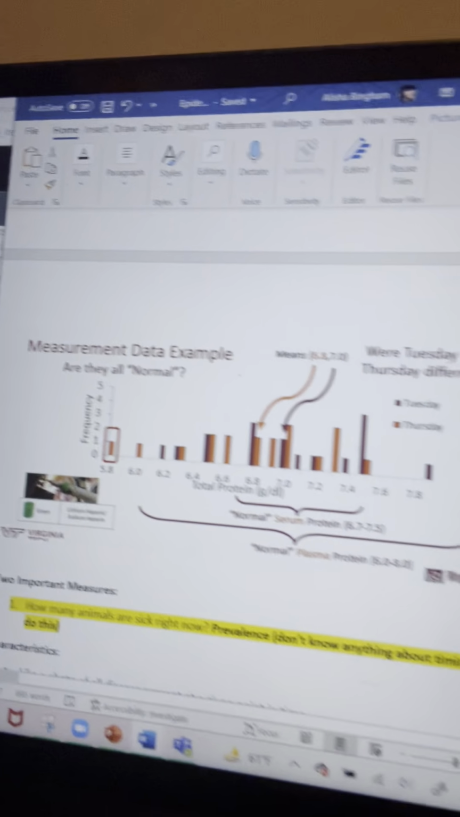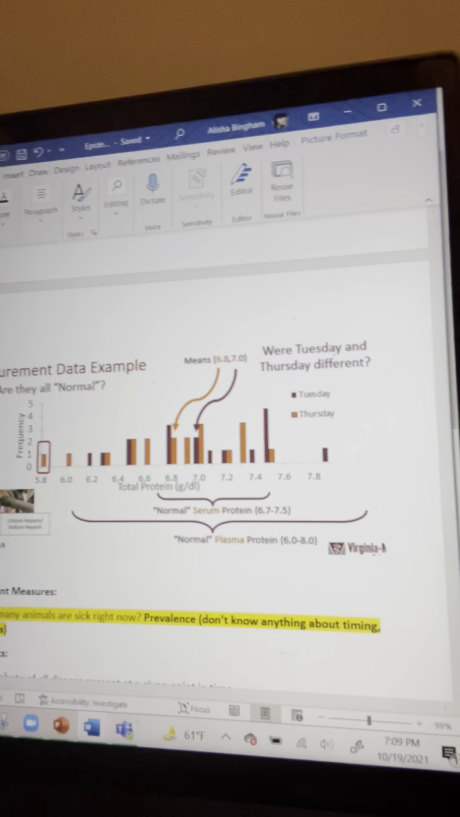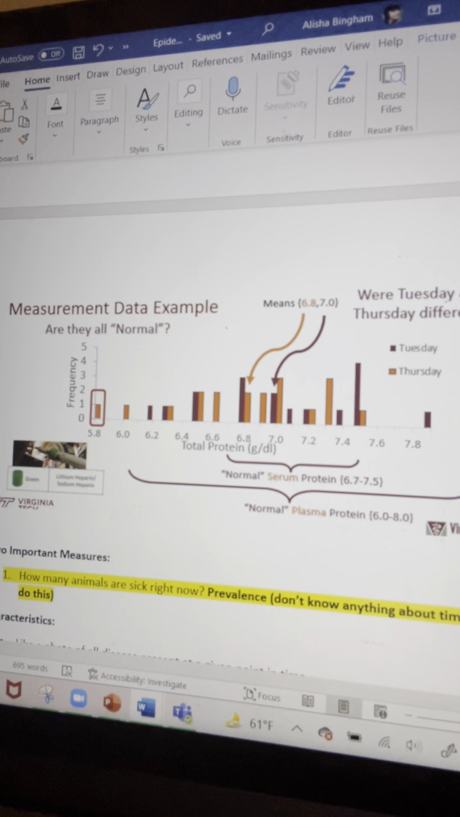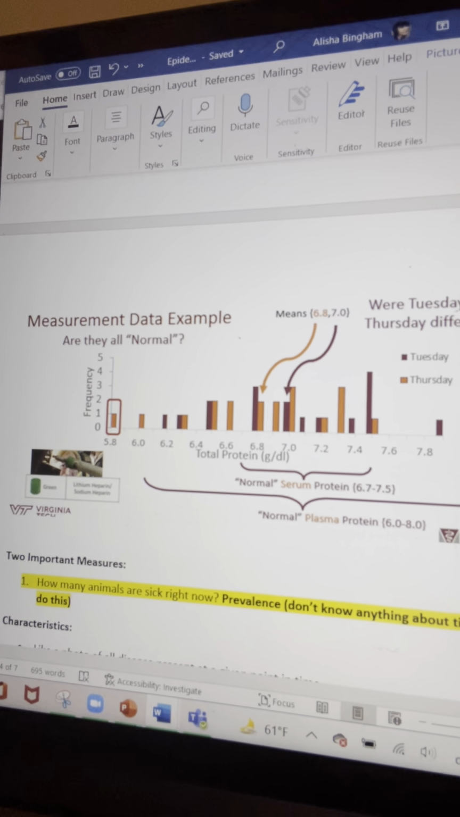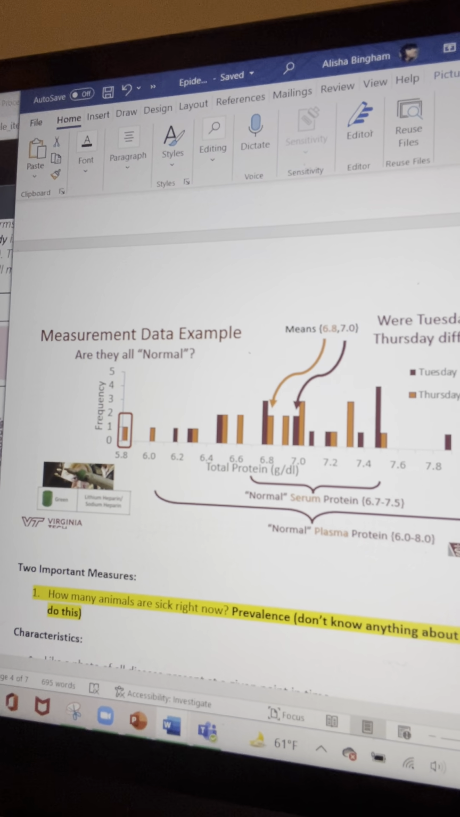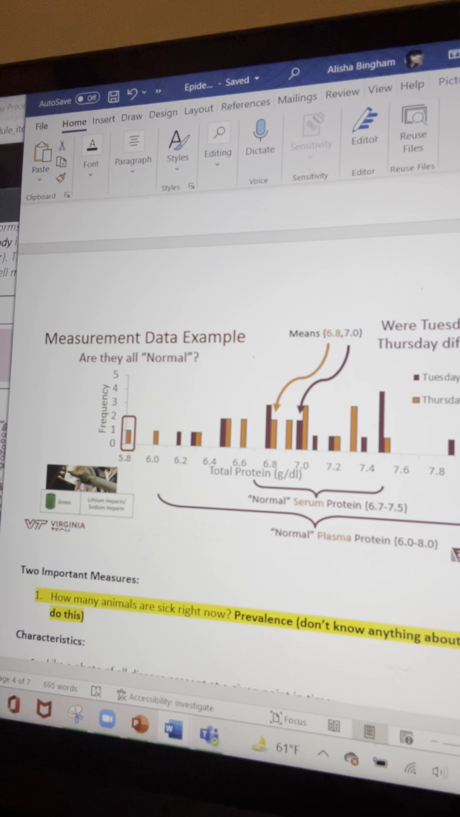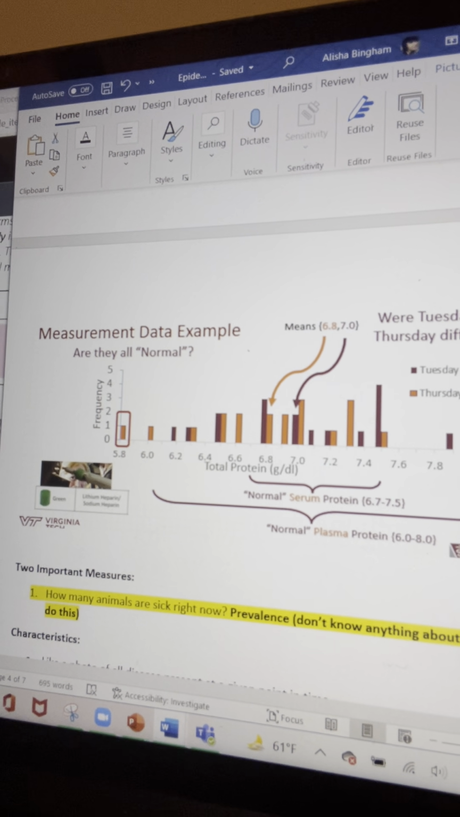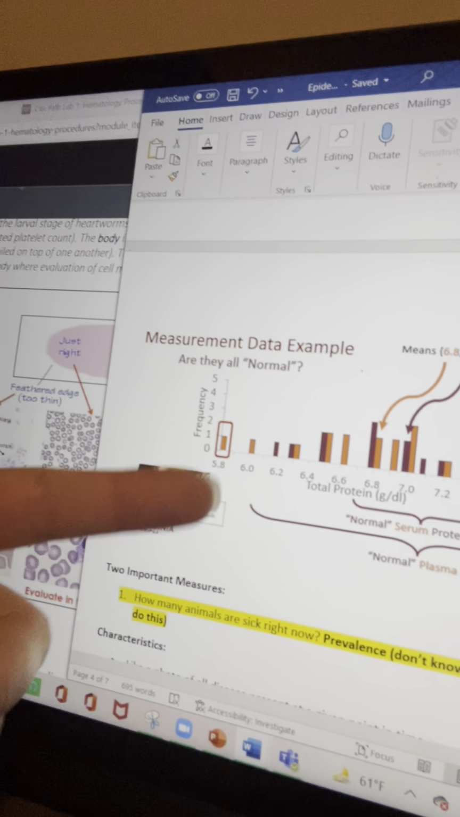It also looked at mean values. So here is the information basically on a graph here. So we have the mean values of 6.8 on Thursday, and then 7.0 on Tuesday. And then we have normal serum protein, which was between 6.7 and 7.5, and then we had normal plasma protein, which was between 6 and 8. And then you can see the abnormal ones. There's one right here.